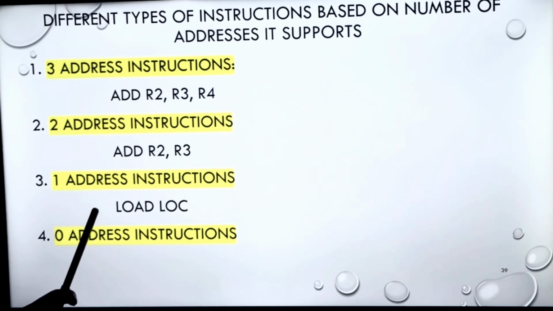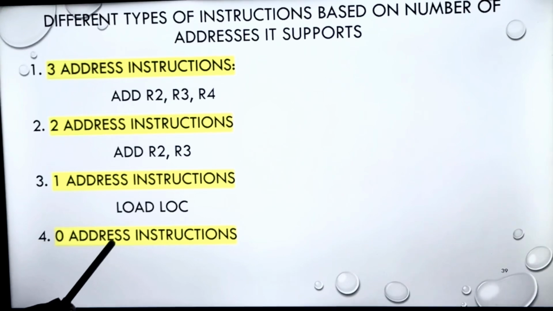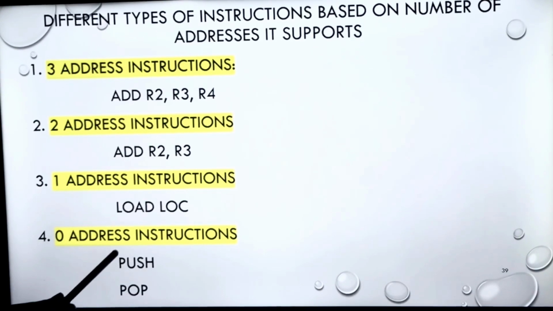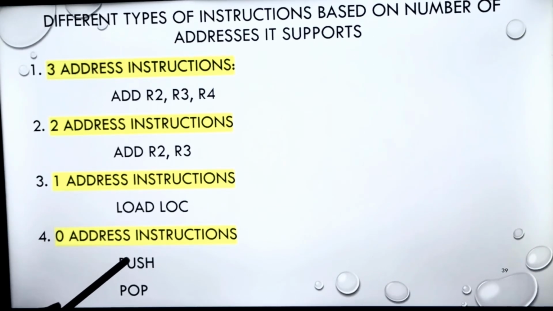Now one address instruction is fine, we understood. What about zero address instruction? We don't have any address here. Yes, we have zero address instructions also, meaning no address is mentioned in the instructions. How to write it? Push and pop. If I write push, I know what to do, right? If I write push, it means I am loading something to where? Some memory stack. There will be some stack where I will just push it.